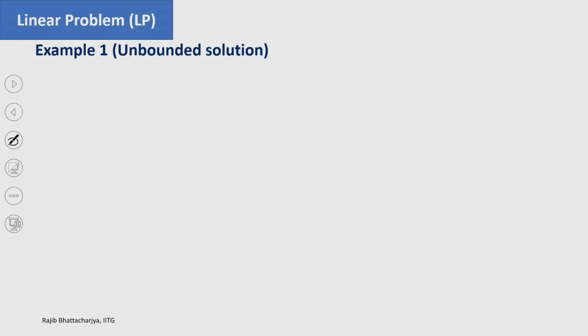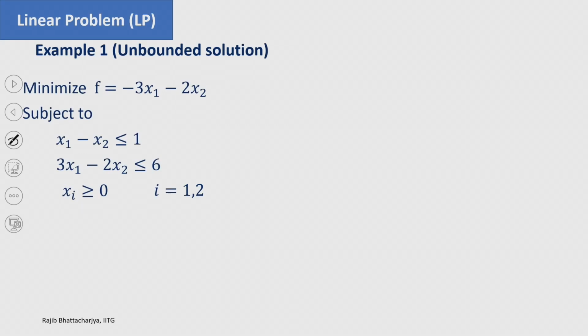First, I will show you a problem having an unbounded solution. Here the problem is: minimize f equal to minus 3x1 minus 2x2, subject to x1 minus x2 less than or equal to 1, 3x1 minus 2x2 less than or equal to 6, and all x_i positive. We have two variables, so i equals 1 to 2.